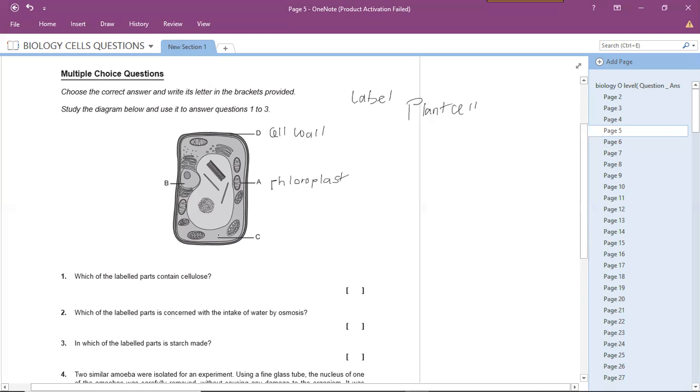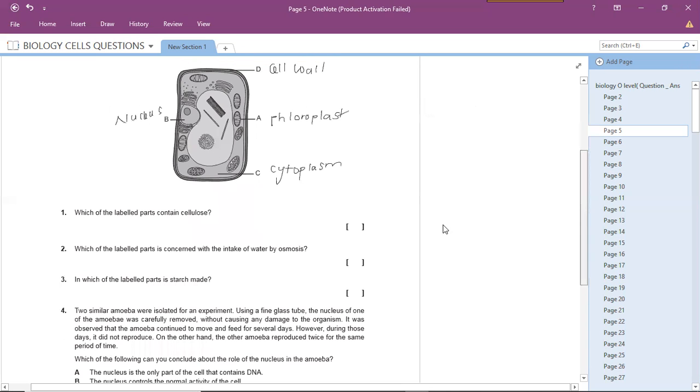This structure labeled C is the medium, so this is the cytoplasm. And then this cellular structure here, right next to this huge vacuole structure with the nucleolus inside it, is known as the nucleus. So now that we've labeled this diagram, the only thing that we have to do is answer the questions that follow. Which of the labeled structures contains cellulose?